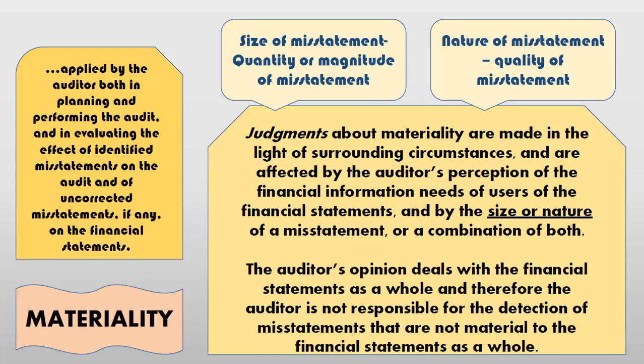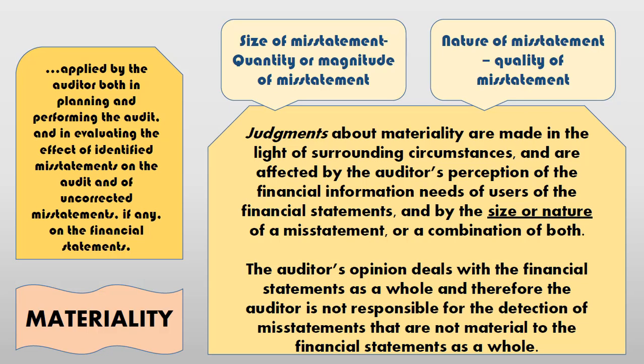Now, when it comes to materiality, when we do our planning, we apply materiality, and also when we perform our audit, we apply materiality. When we are determining whether the misstatements or uncorrected misstatements will be significant in our audit, we also apply materiality. Judgments about materiality are made in the light of surrounding circumstances and are affected by the auditor's perception of the financial information needs of users of the financial statements, and by the size or nature of misstatements, or a combination of both.